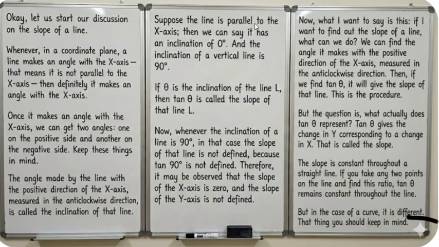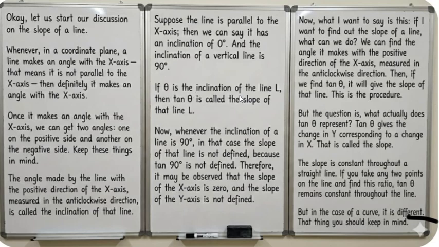Now suppose the line is parallel to the x-axis, what happens? The inclination of that line is zero, because the angle the line makes with the x-axis is zero. And the inclination of a vertical line is 90 degrees, because a line parallel to the y-axis makes an angle of 90 degrees with the positive direction of the x-axis. Therefore, their inclination is 90 degrees.